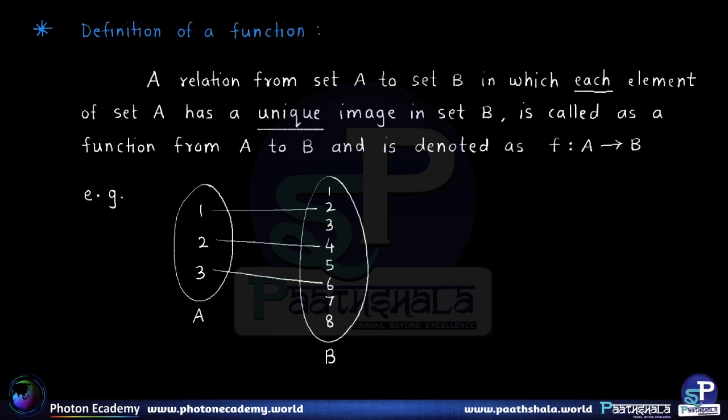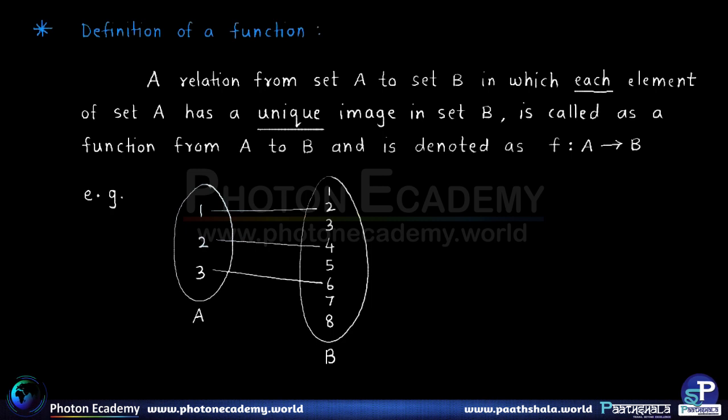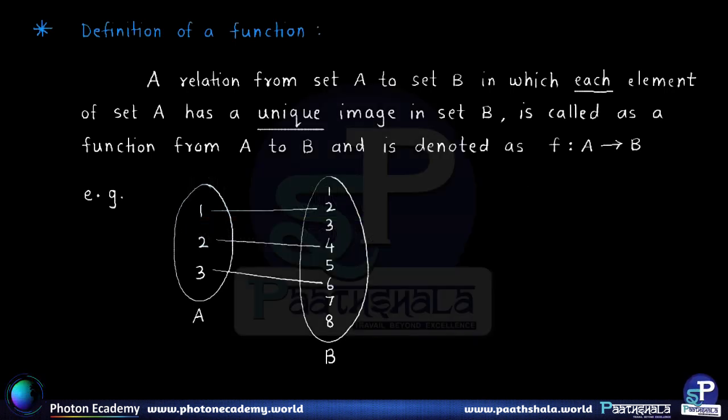And if we see the definition, the function is basically a relation between two sets, say from set A to set B, but with an additional condition, that is each element of the first set has a unique image in set B. So here the two underlined terms have a high importance, because we must understand how it is slightly different from the definition of an ordinary relation.